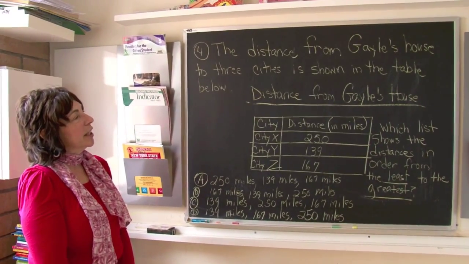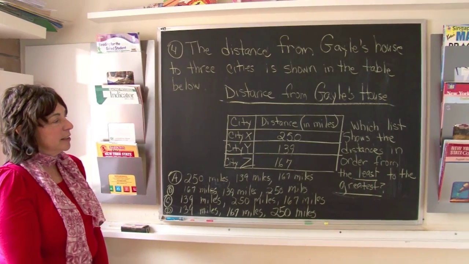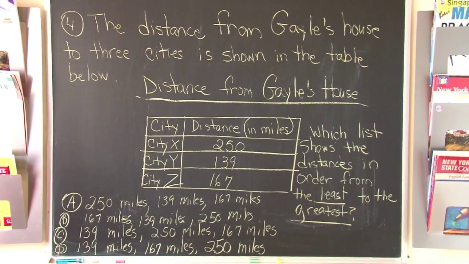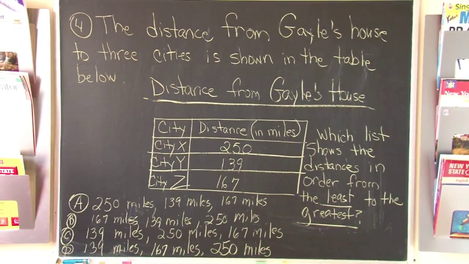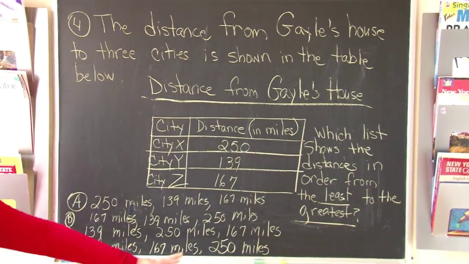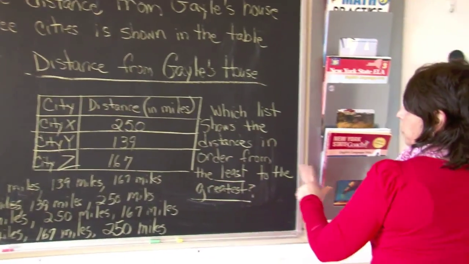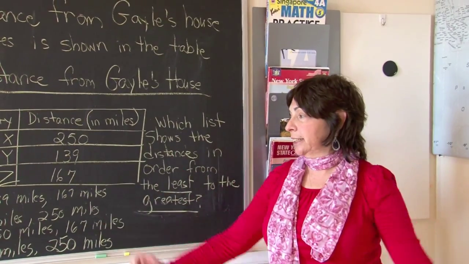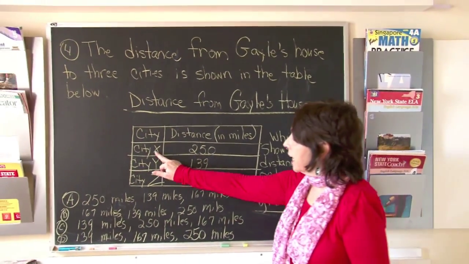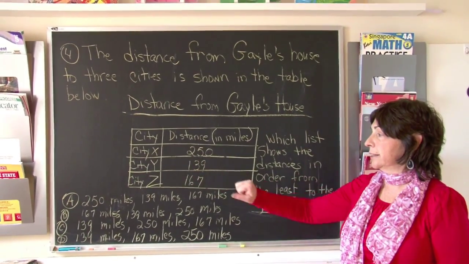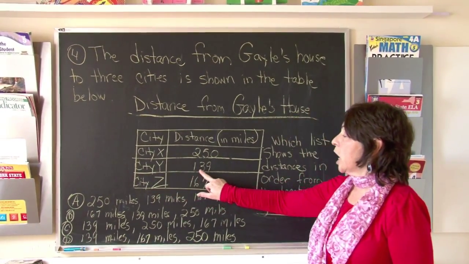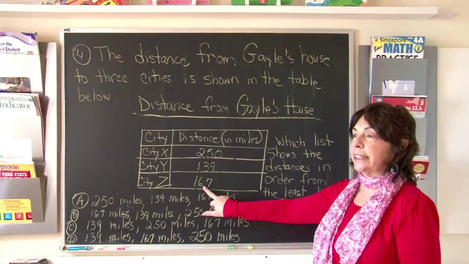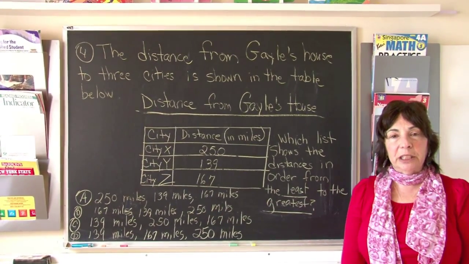Boys and girls, let's take a look at this question. It deals with least to greatest, which I just showed you how to do. Let's read the question. The distance from Gail's house to 3 cities is shown in the table below. Which shows the distances in order from least, the smallest, to the greatest, the largest? Let's see which city. City X had 250 miles. City Y was 139 miles. City Z was 167 miles. What is the first city we can get rid of?